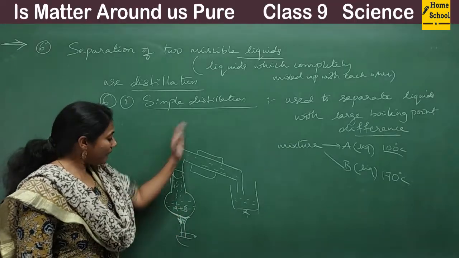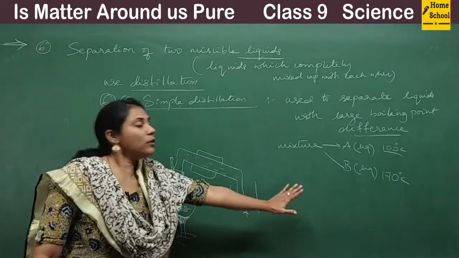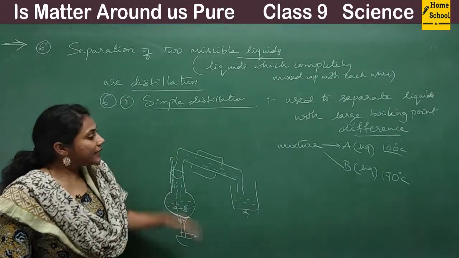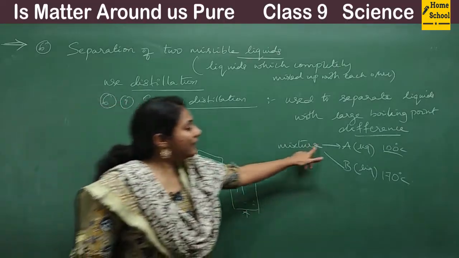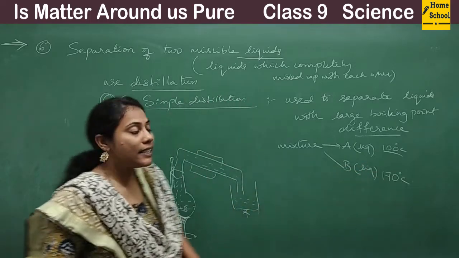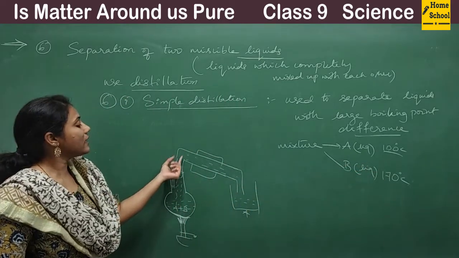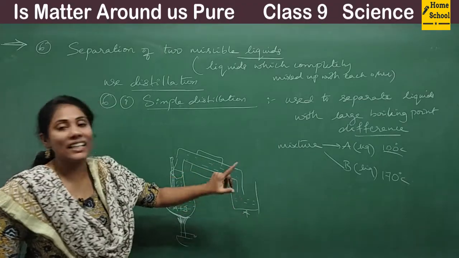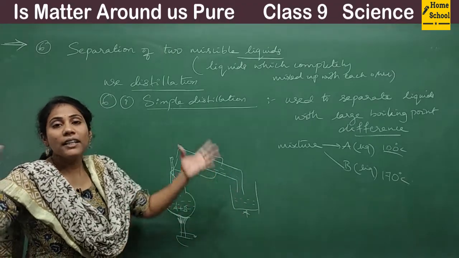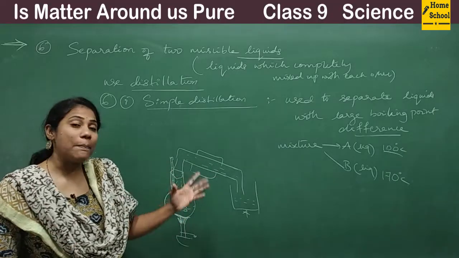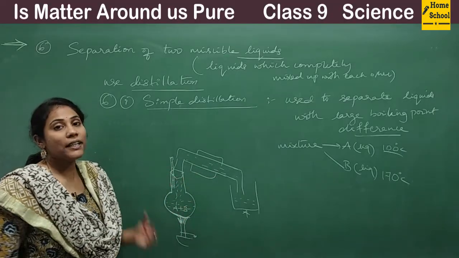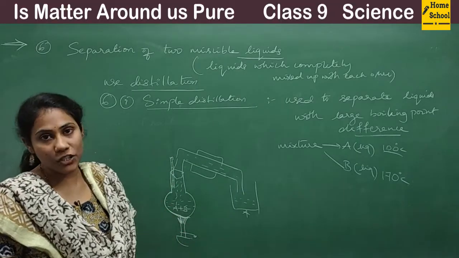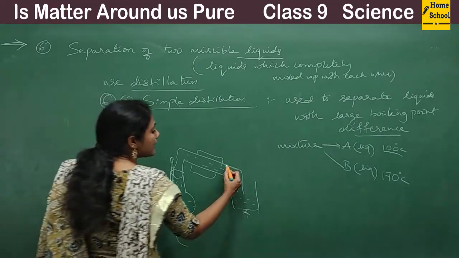If you want B also from this, then you take out this beaker, keep a new beaker, and go on heating. The moment the temperature reaches 170 degrees, B gets vaporized, goes through the condenser, there it becomes a liquid, and it will get collected in the beaker. So that's how the A component is separated from the B component. This is what we call simple distillation.